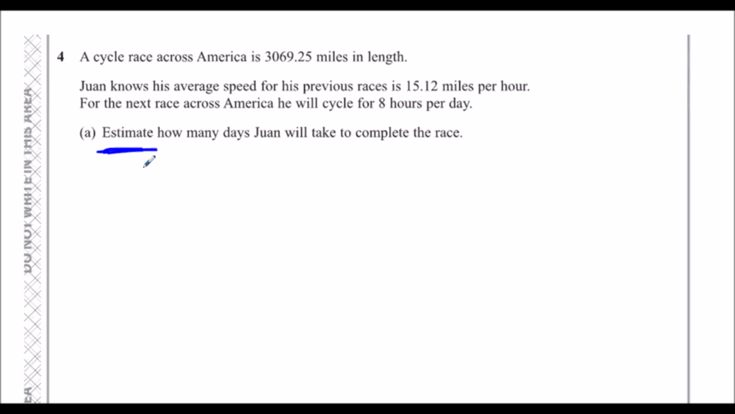So we've got a non-calculator paper. It's saying estimate, so we're going to round these numbers. We can't work out with the exact numbers, so we're going to round them to numbers that we can calculate with. So we've got 3,069.25. We can call that 3,000. And 15.12, we can call it 15.